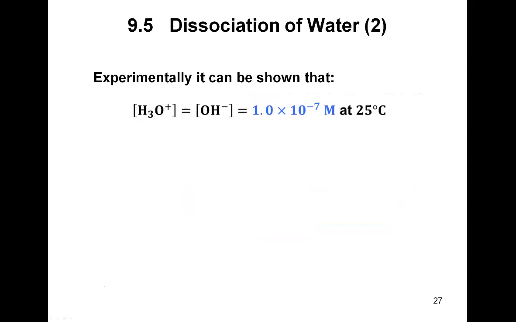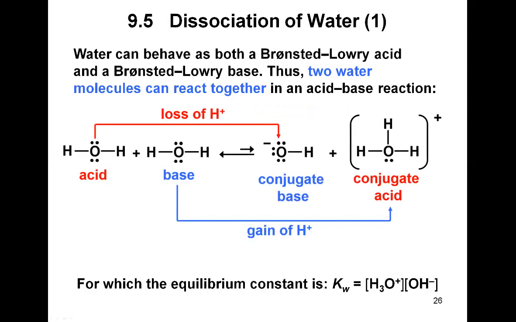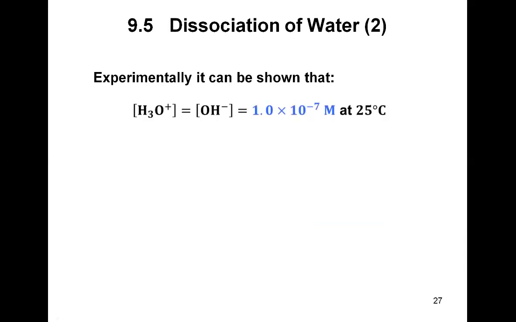It has been found that the concentration of H3O+ equals the concentration of OH- equals 1.0 times 10 to the negative 7 molar. The reason why these two concentrations are equal is that when water dissociates, you make both ions at the same time. You cannot make one without making the other. So that's why those concentrations have been found equal in pure water, and they have been found to be equal to 1.0 times 10 to the negative 7 molar.